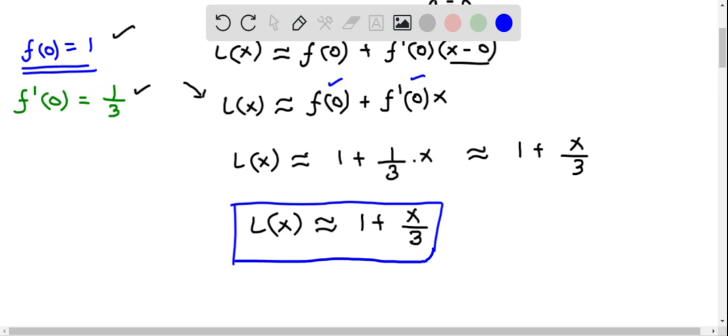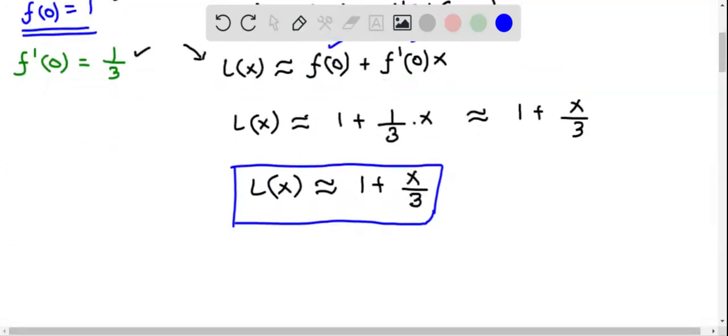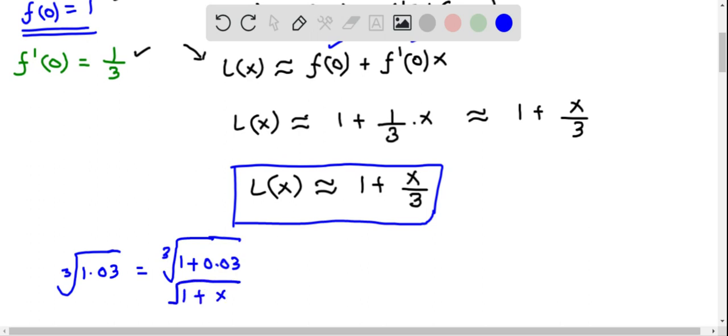And now we can use this linear approximation equation to approximate the value of cube root of 1.03. So we write cube root of 1.03. This can be written as cube root of 1 plus 0.03. So basically this is in the form of 1 plus x. We already found that the linear approximation of cube root of 1 plus x equals 1 plus x by 3. So for determining the cube root of 1.03, we consider this 0.03 as x. So we have to plug in x equal to 0.03 into this linear approximation equation to determine the approximate value of the cube root of 1.03.